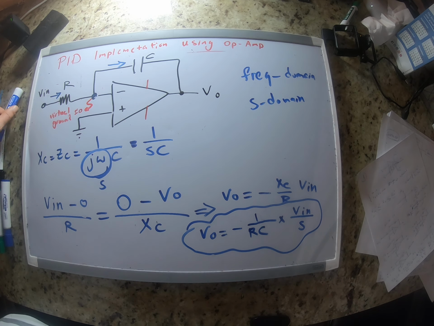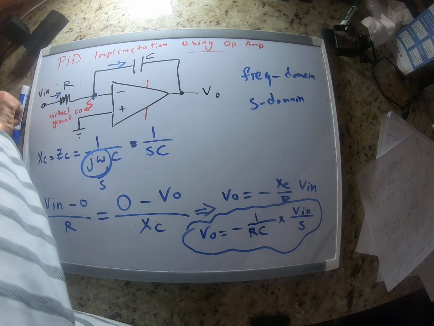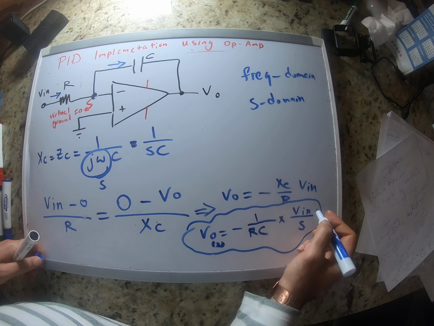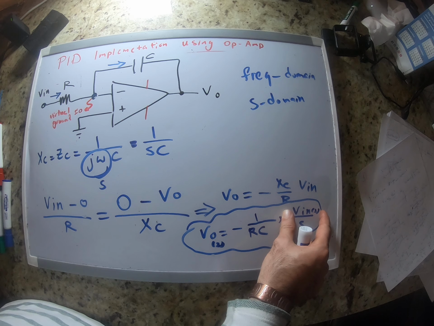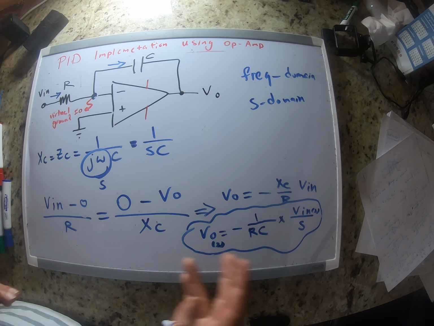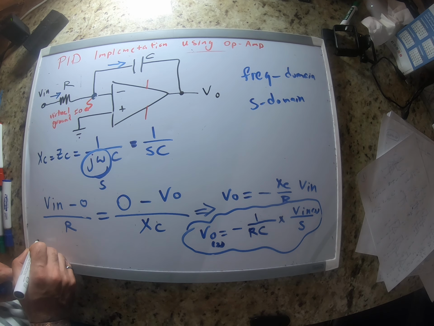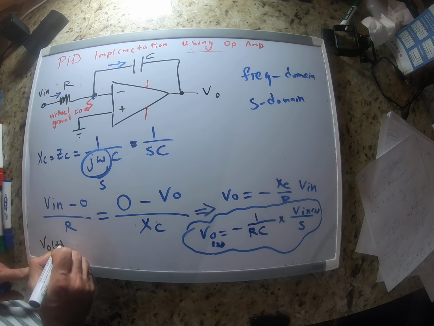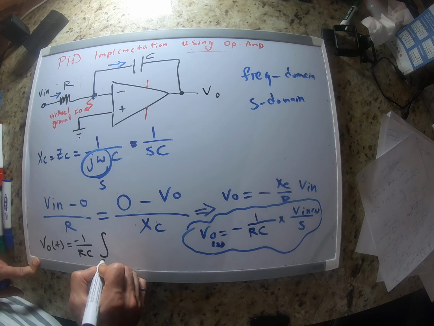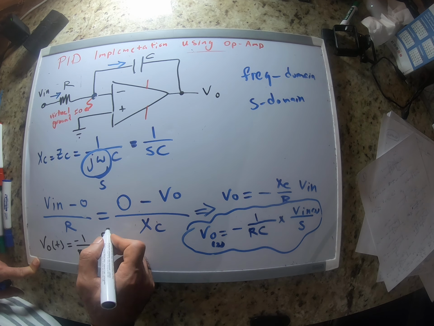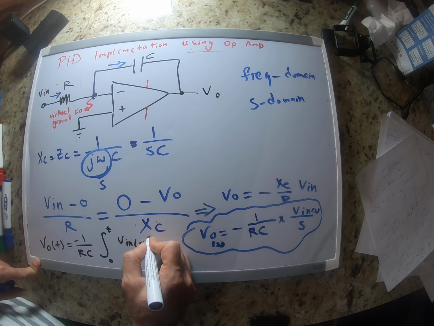Okay, now this is basically VO in the S domain and V in the S domain. Now you guys remember that 1 over S times a signal in the S domain, what does that mean in the time domain? You're right, it means integral, right? So it means that VO of t is gonna be negative of 1 over RC integral from 0 to t of V in, let me call it theta.